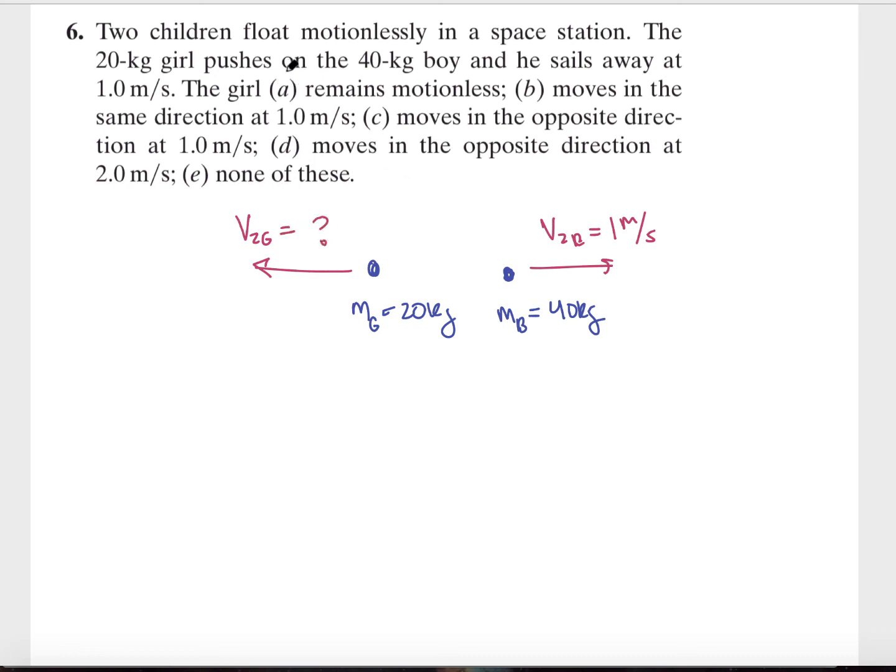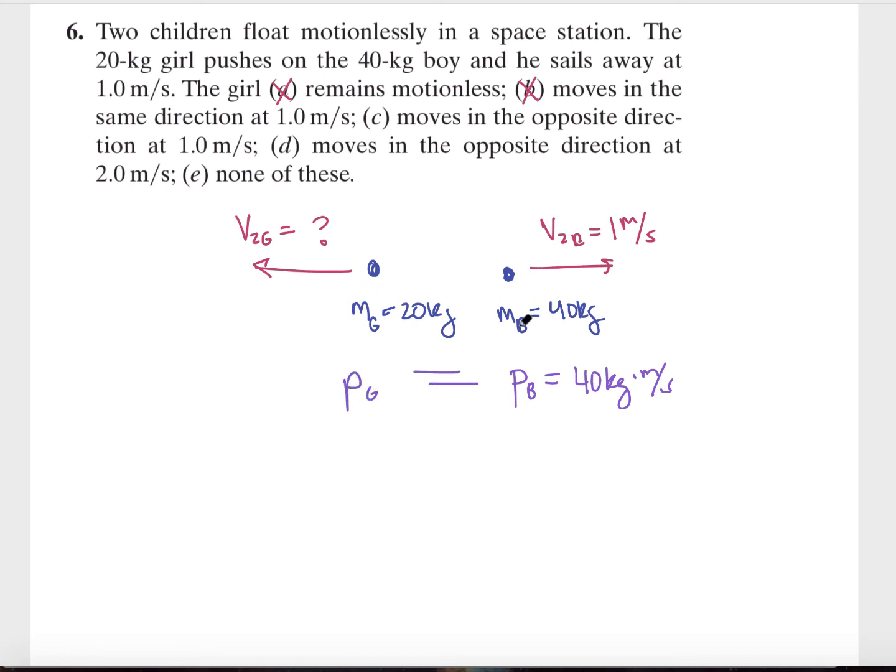So let's see. We know that she will not remain motionless. For momentum to be conserved, she must move in the opposite direction. So she's also not going to move in the same direction. Well, we know she's going to move in the opposite direction, but is she going to move at 1 meter per second? Well, let's think. If we want to conserve momentum, then the momentum of the boy must be essentially the opposite of the momentum of the girl. So if the boy is moving at 1 meter per second and he has a mass of 40 kilograms, then his total momentum, PB, is 40 times 1, which is 40 kilograms times meters per second. Therefore, the momentum of the girl must be the same.